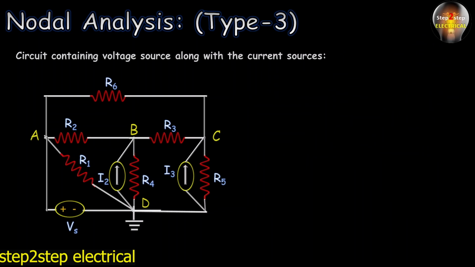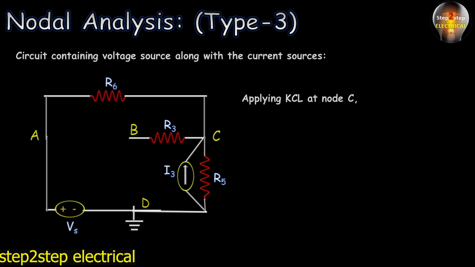Now it's time to apply KCL at node C. So let's apply KCL at node C, and before that let's remove all the elements and branches that have no concern with node C. So let's remove. As we remove, we get this, and now the currents through R3, R5 and R6 are assumed to be the currents which leave node C, while I3 is the only current that enters node C.